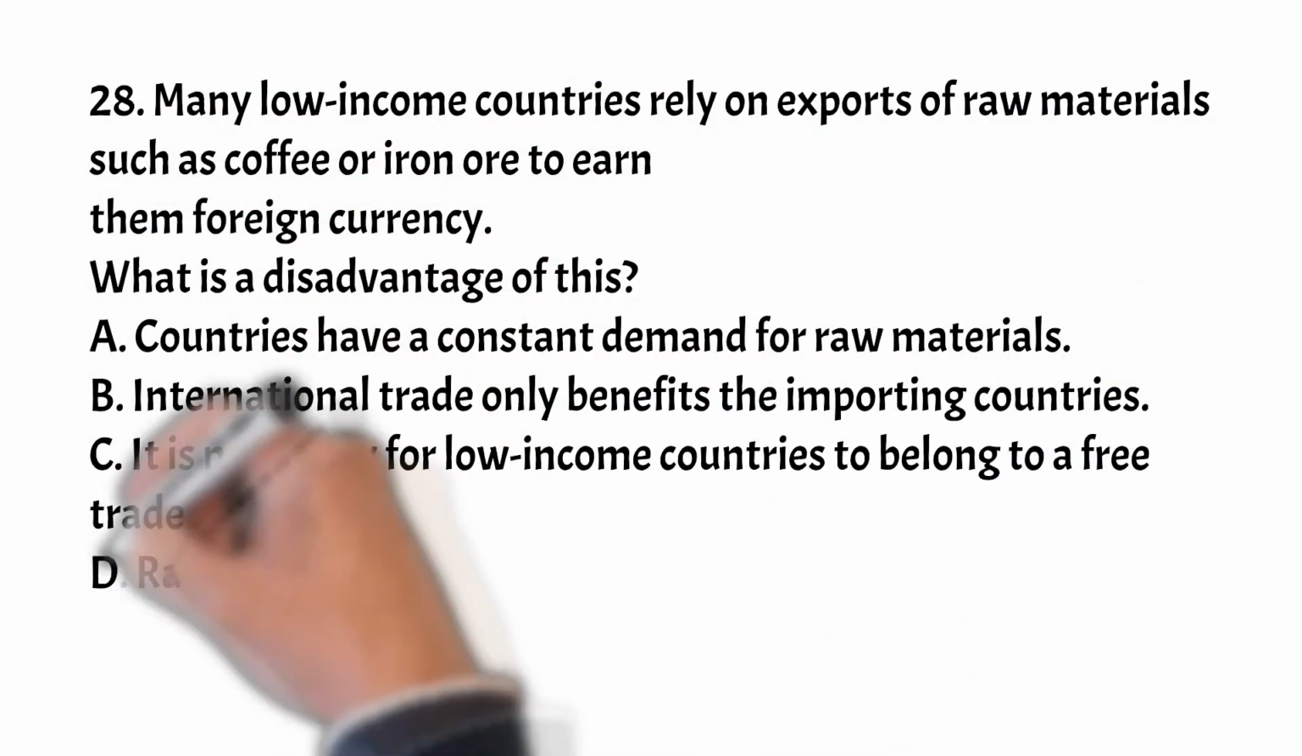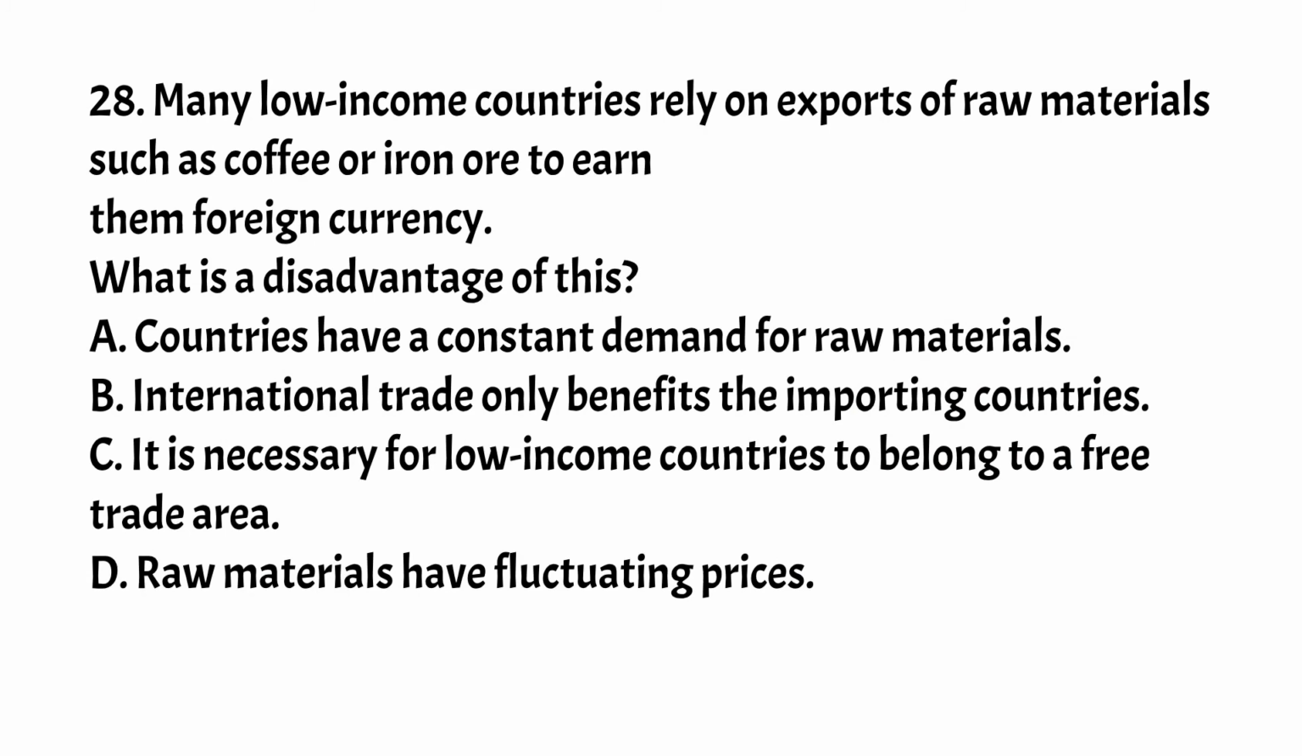Question 28. Many low-income countries rely on exports of raw materials such as coffee or iron ore to earn them foreign currency. What is a disadvantage of this? A. Countries have a constant demand for raw materials. B. International trade only benefits the importing countries. C. It is necessary for low-income countries to belong to a free trade area. D. Raw materials have fluctuating prices. The real problem with this is D. Raw materials have fluctuating prices. It can be a problem for higher income countries as well if their exports are not diversified.